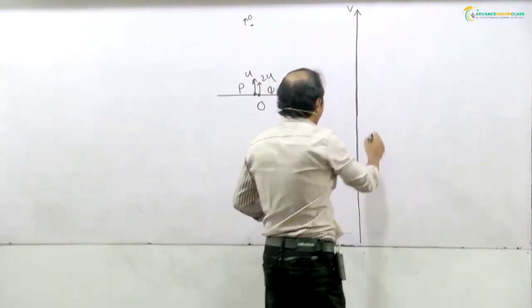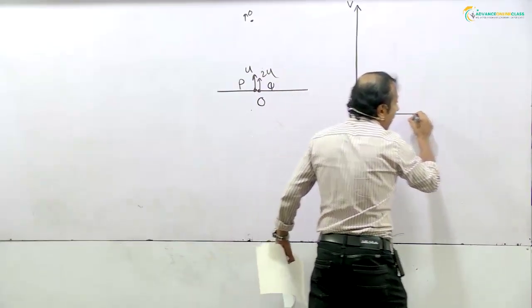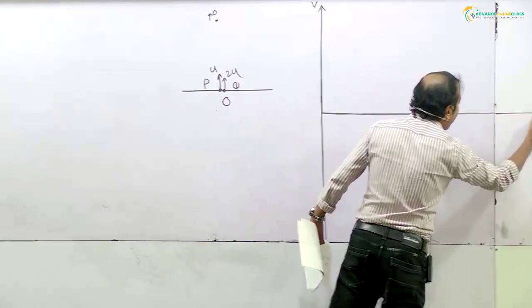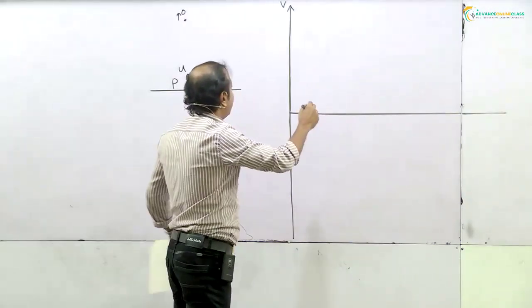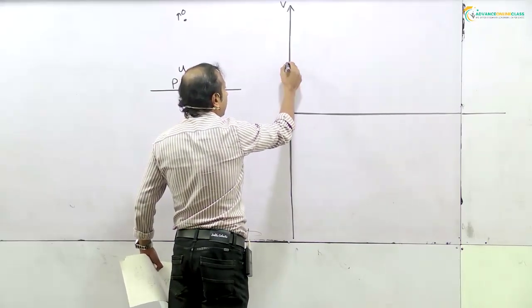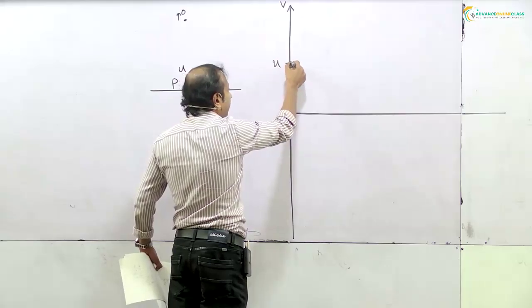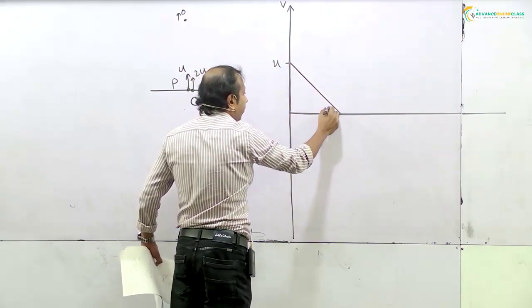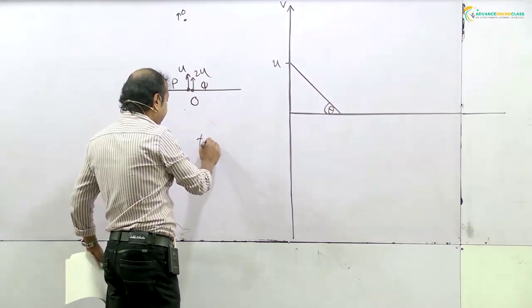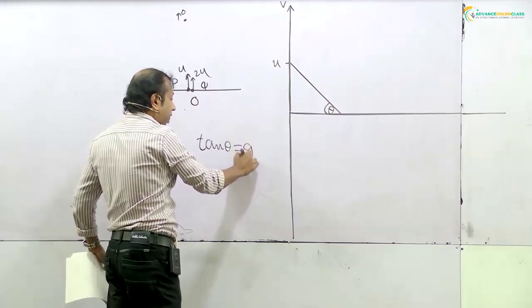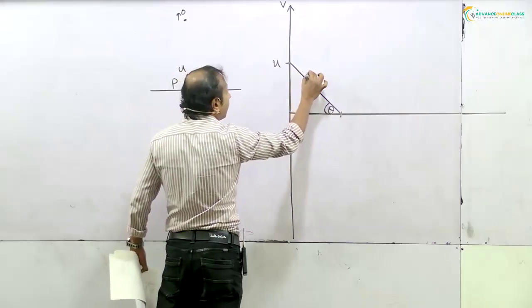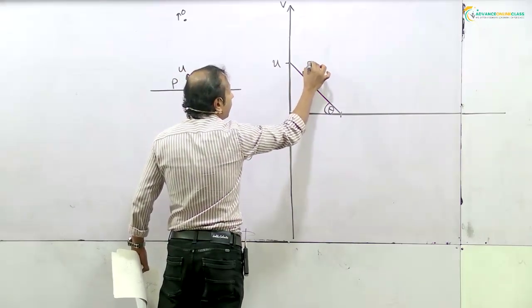Right. First one is velocity u, no? P goes this way. This angle is theta. Tan theta is g, the retardation. When this comes to maximum height, the velocity is 0. This is P.